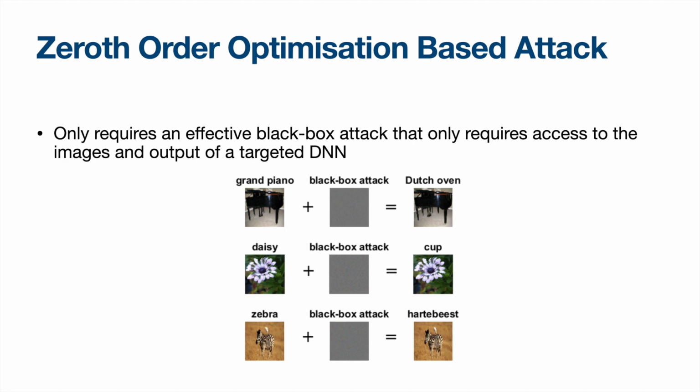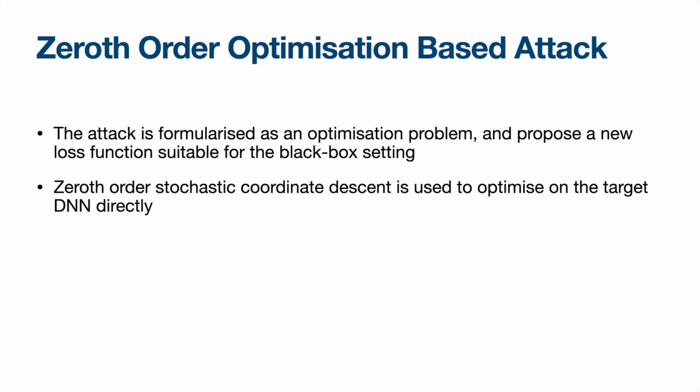Lastly, zeroth order optimization-based attack. This attack is an effective black box attack that only requires access to the image and the confidence score of a targeted DNN. The attack is formularized as an optimization problem and proposes a new loss function suitable for the black box setting. Zeroth order stochastic coordinate descent is used to optimize on the target DNN directly, along with dimension reduction, hierarchical attacks, and importance sampling techniques to make the attack efficient.